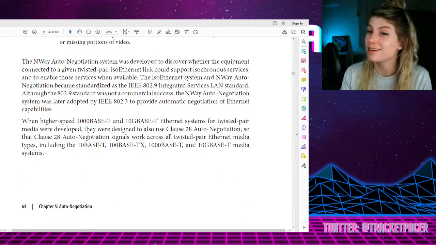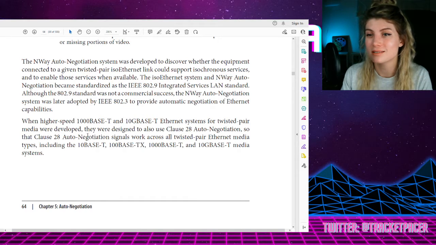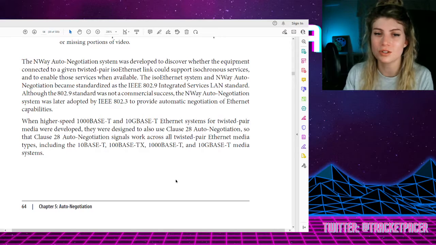When higher speed 1000BASE-T and 10GBASE-T, do you pronounce it G base or gig base? 10 gig base T, that sounds right. Okay, when higher speed Ethernet systems for twisted pair media were developed, they were designed to also use. See, here it is.